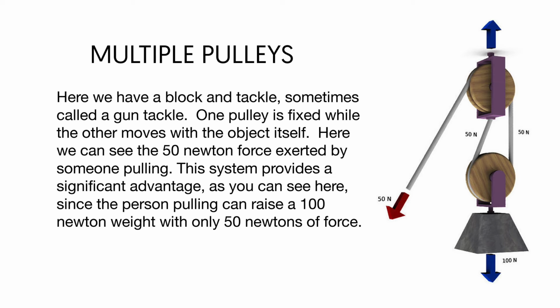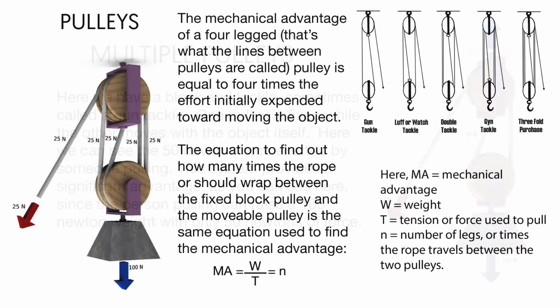Of course, in these examples, and likely many of the problems you will see, friction is neglected. This all means that a four-legged pulley system is equal to 4 times the original force exerted to move the weight. Mechanical advantage of a four-legged pulley system is equal to 4 times the original force exerted to lift the weight.